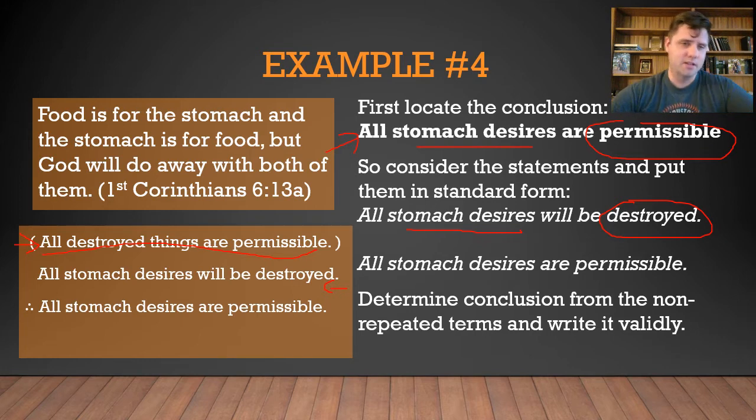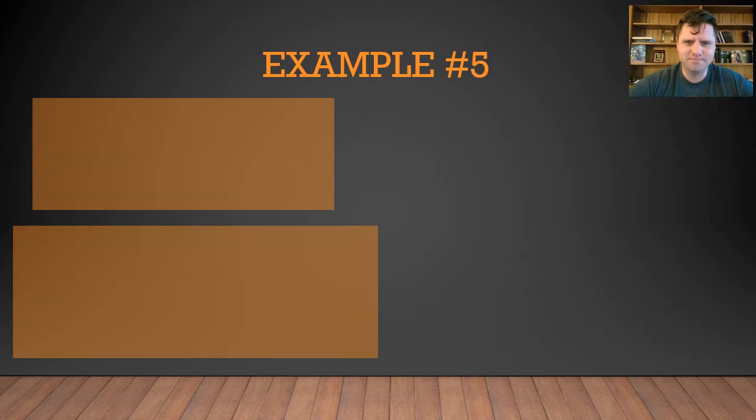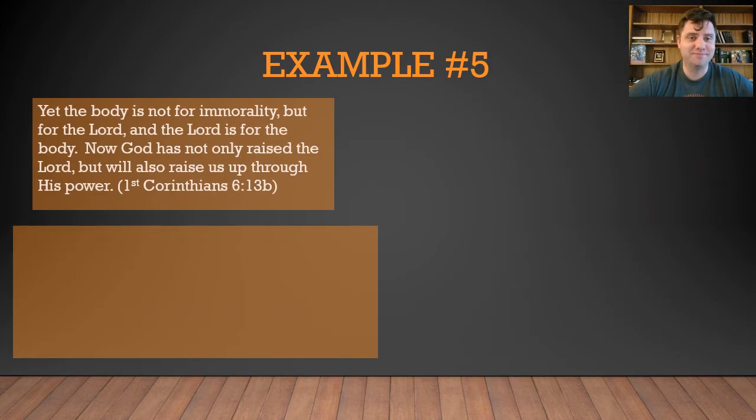As a matter of fact, this turns out to be a valid form of reasoning. And if the two premises, therefore, are true, then the conclusion must be true. But the problem is that Corinth was trying to apply this to another situation altogether. Example 5. Here's the rest of that verse into the next verse. It actually goes into verse 14 as well. Yet the body is not for immorality, but for the Lord, and the Lord is for the body. Now God has not only raised the Lord, but will also raise us up through his power.